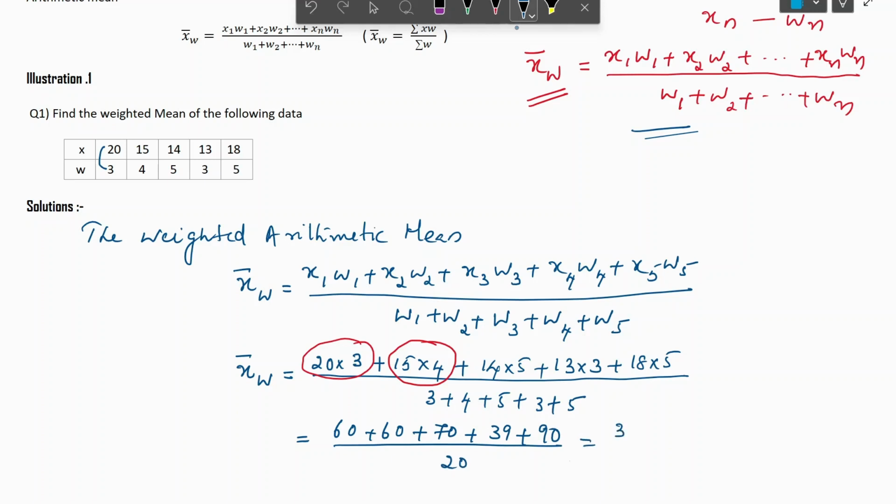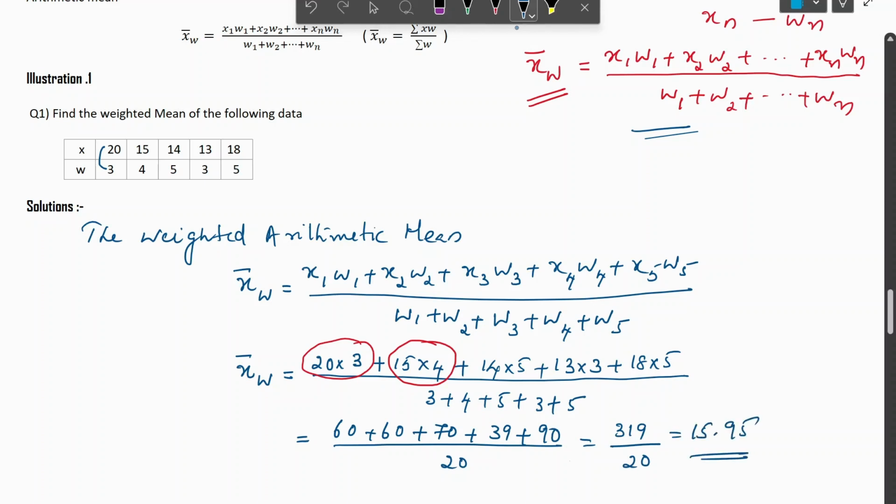The total comes to 1319, whole divided by 20. The answer is equal to 15.95, which is the weighted mean of this distribution. This is the way. This is a simple, direct question on how to calculate weighted arithmetic mean or weighted average.